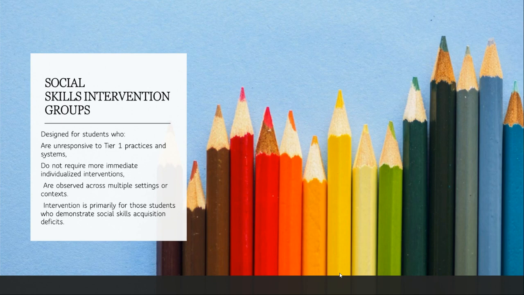Social skills intervention groups are designed for students who do not require more immediate individualized intervention, meaning their behavior is not severe enough that they require or warrant those Tier 3 interventions and supports. It's designed for students whose behaviors are observed across multiple settings or in multiple contexts. Social skills intervention groups are primarily for those students who demonstrate social skills acquisition deficits.